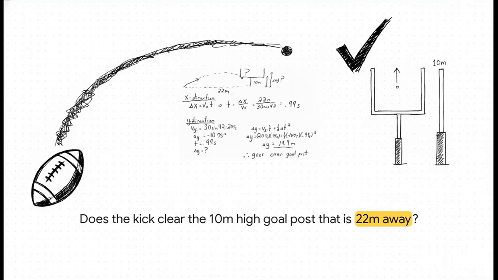Okay, check this out. This football problem is a perfect example of how flexible this whole method is. See here, we already know how far away the goalpost is. It's 22 meters. So we kind of have to work backwards. We flip the script. We start with the horizontal motion. We know the distance, we know the speed, so we can solve for the time it takes the ball to get there. Then we take that time and we plug it into our vertical equation. That tells us exactly how high the ball is when it reaches the goalpost. Is it high enough to clear the bar? If so, the field goal is good.